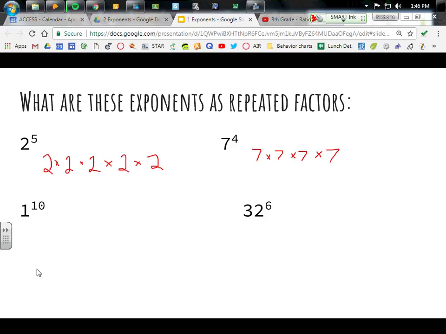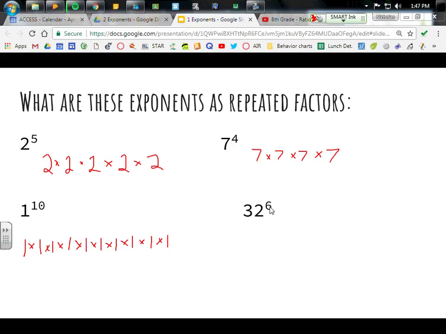1 to the 10th power means, get ready for this, 1 times 1 times 1 times 1 times 1 times 1 times 1 times 1 times 1 times 1. Let me double check. Yeah. All right. So this is 1 to the 10th power. 1 times itself 10 times.